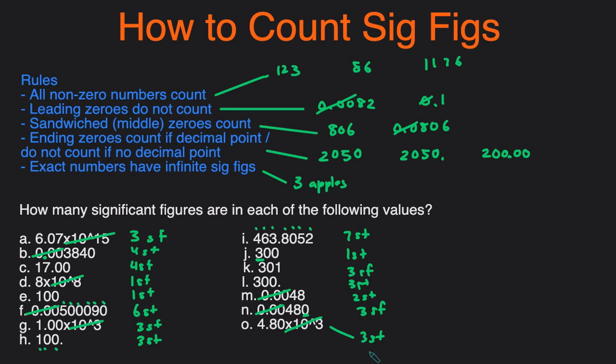Alright, so we just went over a lot of examples. Hopefully now sig figs makes more sense. Just remember the rules. Any non-zero numbers will count. Zeros in the front don't count. Zeros in the middle, they do count. And the zeros at the end, they count if there's a decimal point, and they don't count if there's no decimal point.